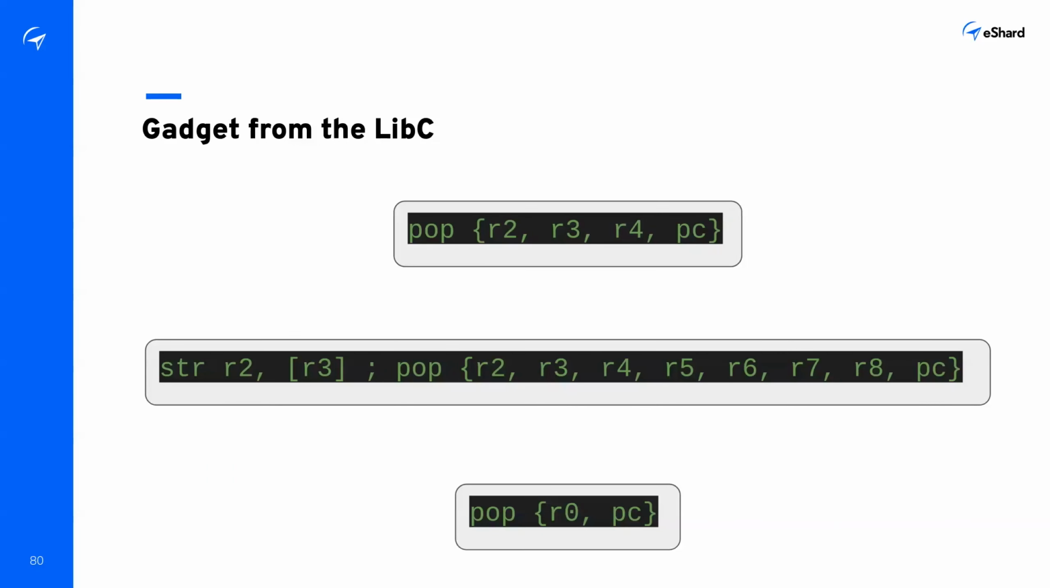So here is what we found. Chaining these three, we're able to do whatever we want. The first one simply controls R2, R3, R4, and the PC register. The second one, which is the most important, is an arbitrary write. It's a write primitive. We write the content of R2 inside of the address pointed to by R3. And then we control a bunch of registers and the PC again. And the last one, quite important in order, for example, to call a system function, controls R0. That means we can write a string wherever we want in memory and call, for example, the system function with that string. That is exactly what we did.